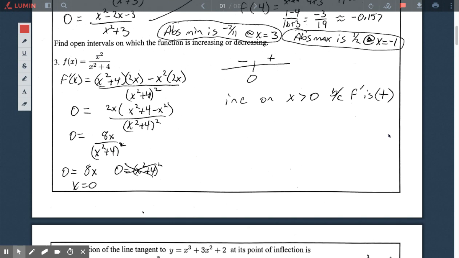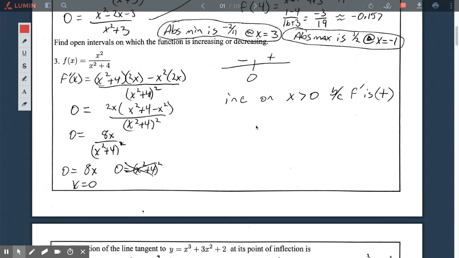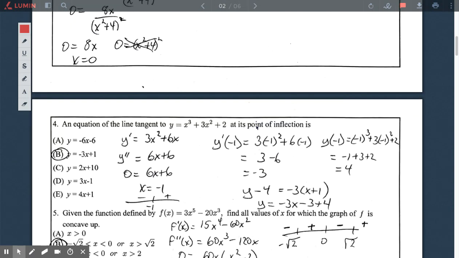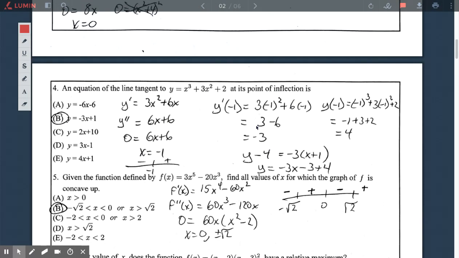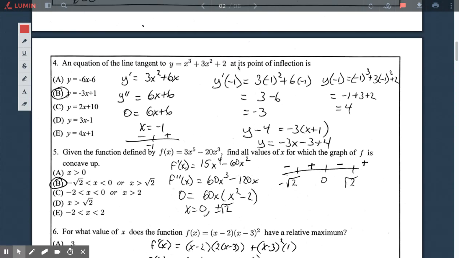All right, number 3 we did in class, so see that video. Number 4, I don't believe we did that in class. So we need an equation of a tangent line at its point of inflection. So points of inflection come from the second derivative.